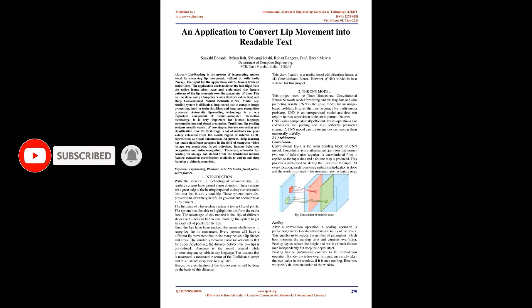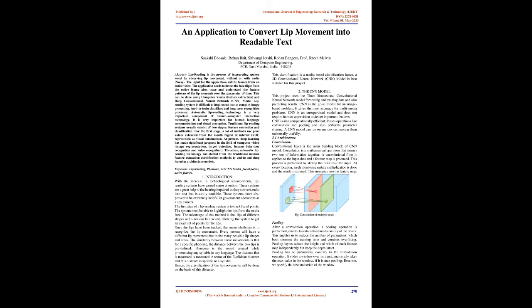1. Introduction: with the increase in technological advancements, lip reading systems have gained major attention. These systems are a great help to the hearing impaired as they convert audio into text that is easily readable. These systems have also proved to be extremely helpful in government operations as a spy camera. The first step of a lip reading system is to track facial points.